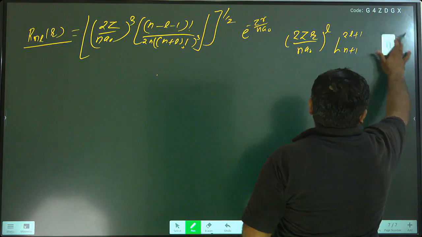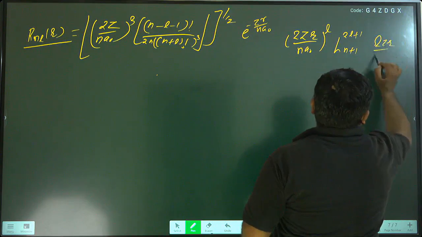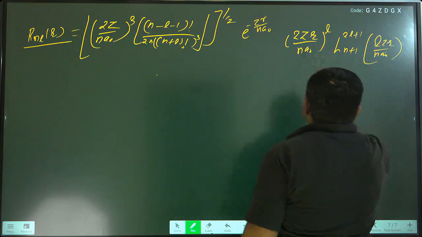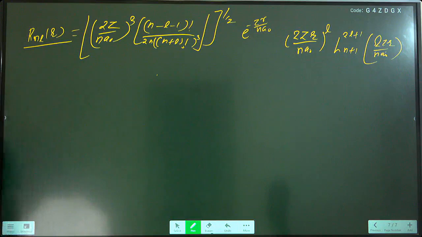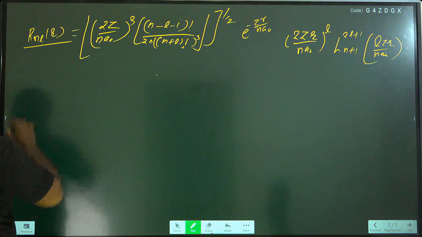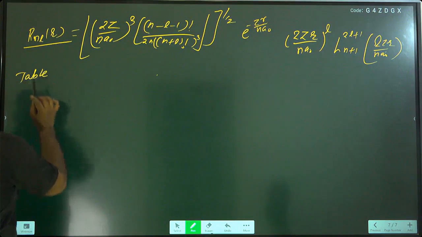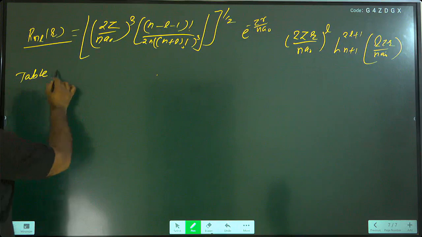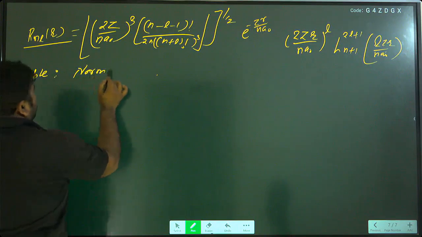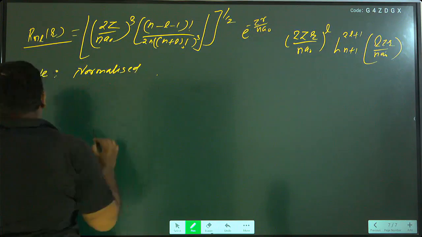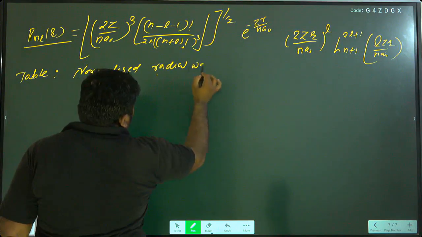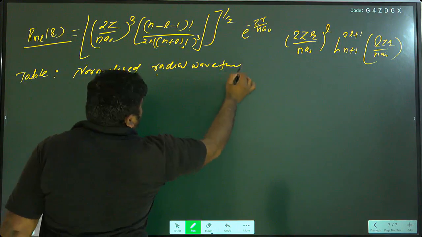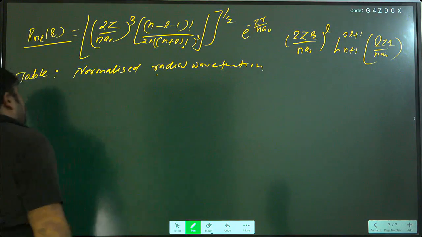ये 2 और z में कंफ्यूजन मत करिए, 2z/n a नॉट. या भी हम इसको l+1 लिख सकते हैं, कोई दिक्कत नहीं, एज यू विश. आपको लग रहा है वहां नहीं लिखना है तो मत लिखिए. तो अभी हम थोड़ा सा नॉर्मलाइज्ड रेडियल वेव फंक्शन लिखते हैं. ओके, टेबल किसके लिए? वेव फंक्शन के लिए. नॉर्मलाइज्ड रेडियल वेव फंक्शंस.